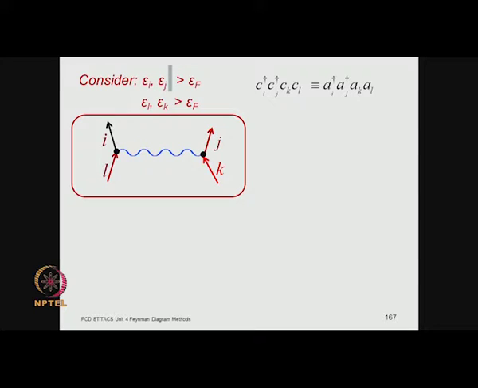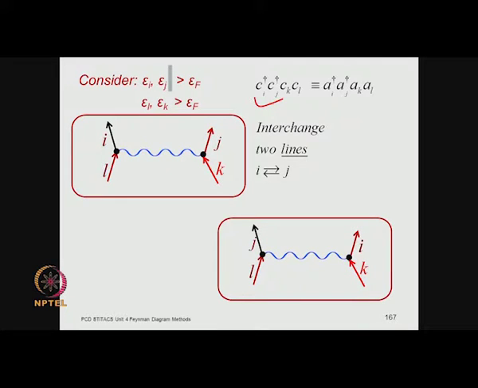So, the other thing you should remember is that if, instead of interchanging the two vertices completely, you just interchange two lines, like i going to j and j going to i, then you are going to swap the positions of these two creation operators, and you will pick up a minus sign from that swapping. You can certainly have the corresponding diagram in which i goes to j and j goes to i, but then the signs will be opposite. Okay.